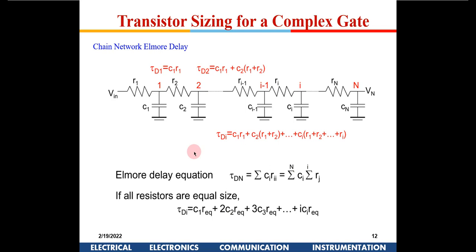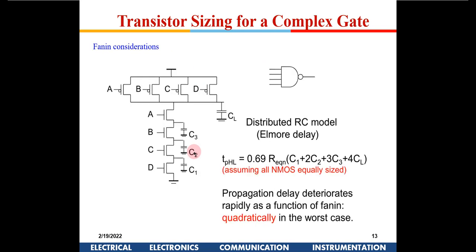Just next to this. Yeah. So we can see this, right? C1 is coming only once, C2 is coming twice, C3 is coming thrice, and similarly C4 and CL are coming four times. So C3 is being given more weightage, right? Yeah, let me explain.